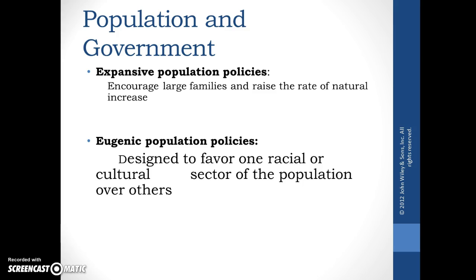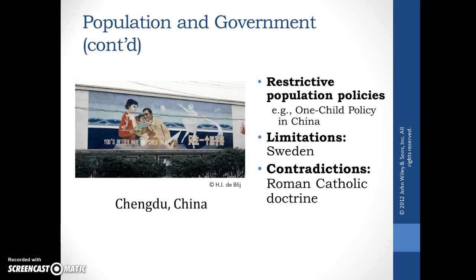We see this a little bit today. It's not as prevalent as it was, say, in the early part of the 20th century, but it does still happen in some places. Most countries, however, fall in between and they adopt either restrictive population policies or they adopt expansive population policies and then run into some restrictions. And then there are some areas of the world that are kind of contradictory, that do things you wouldn't expect.